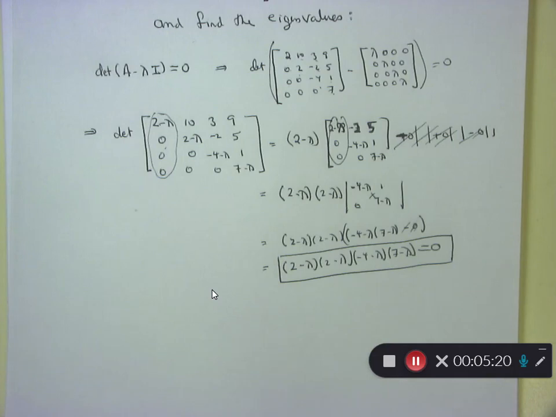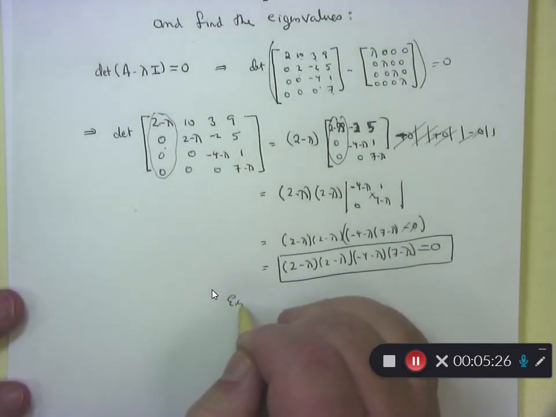Now, from the characteristic equation, can you please tell me what the eigenvalues are? What would my eigenvalues be?